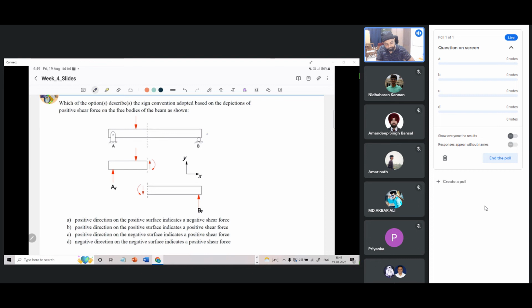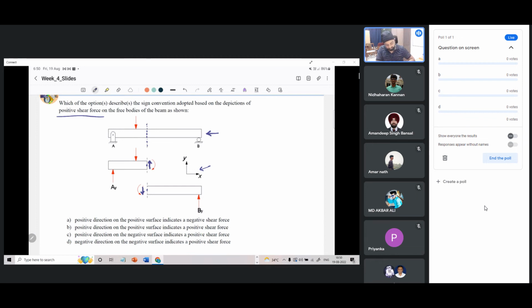So we have a beam. Okay, we have cut a section out of that. And this is our positive coordinate system that is given here. That is rightward x is positive, upward y is positive. And on that surface, we have applied shear force. What is given is depiction of positive shear force. It is already given that at these surfaces, positive shear force has been applied according to some convention. We have to find out what that convention was. And then at this surface, this is the shear force that has been applied. Here, this is the shear force that has been applied.